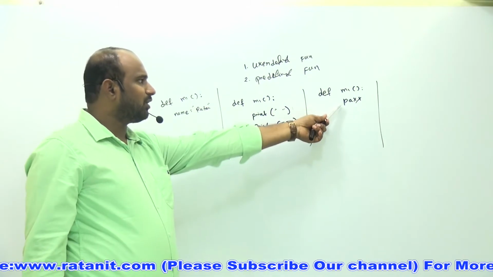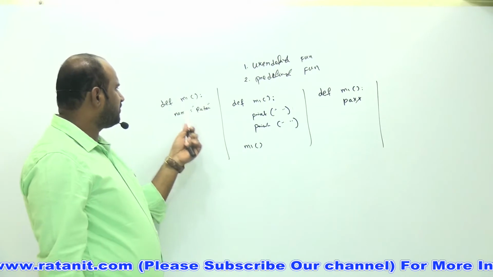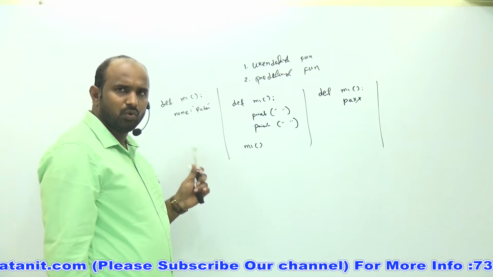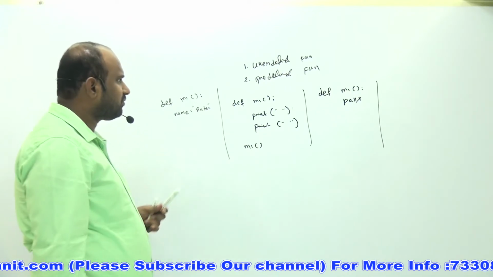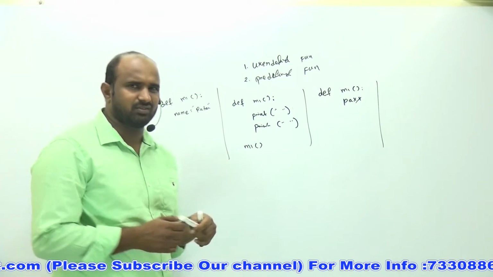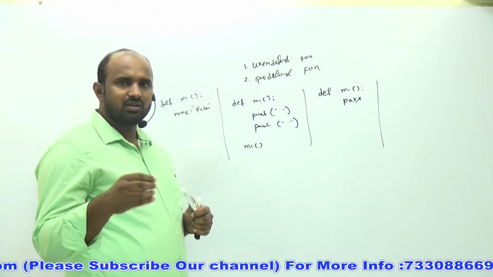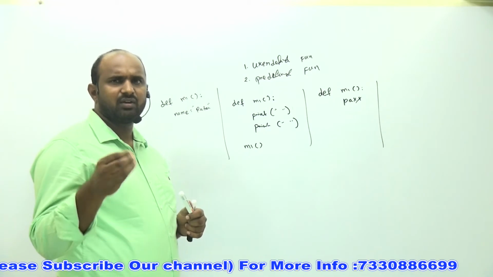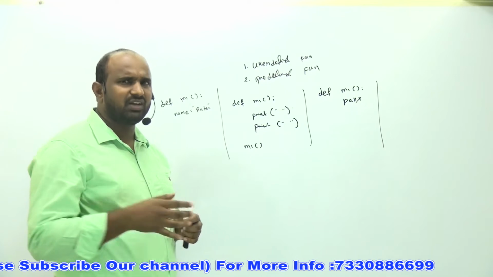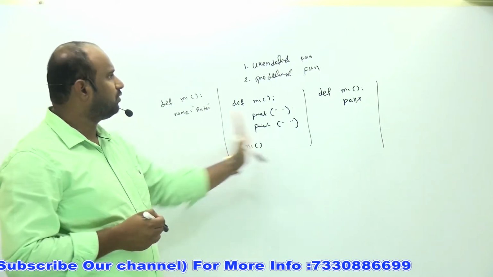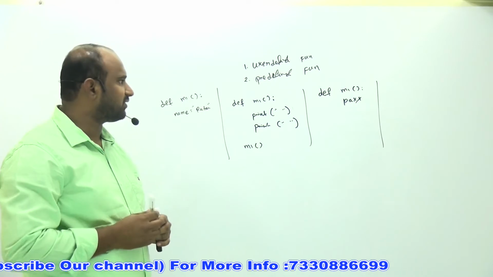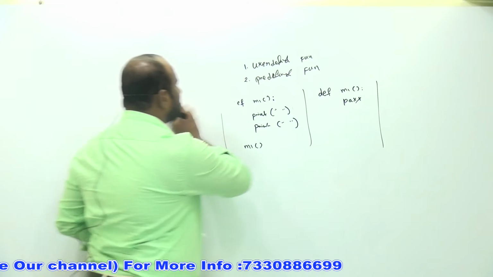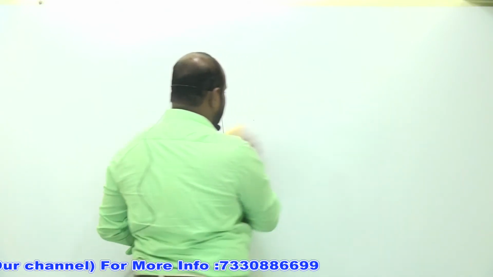If you don't want a body, simply write pass. The variables which are declared inside the function are called local variables. These all are about user-defined functions. Predefined functions means the string class contains some methods like functions, list contains functions, set contains functions. Those are called predefined functions. These are called user-defined functions. I hope that's clear.